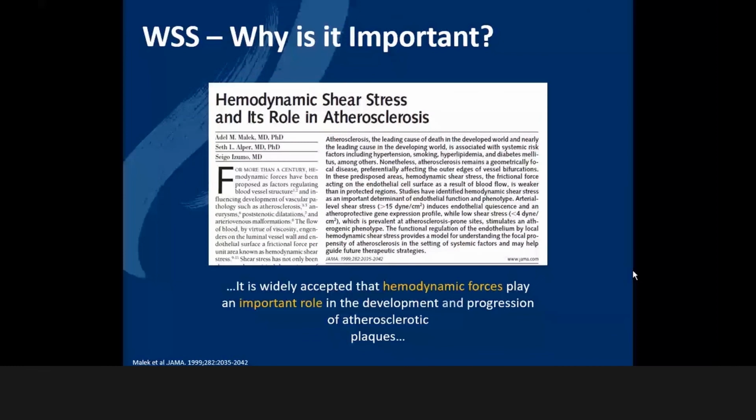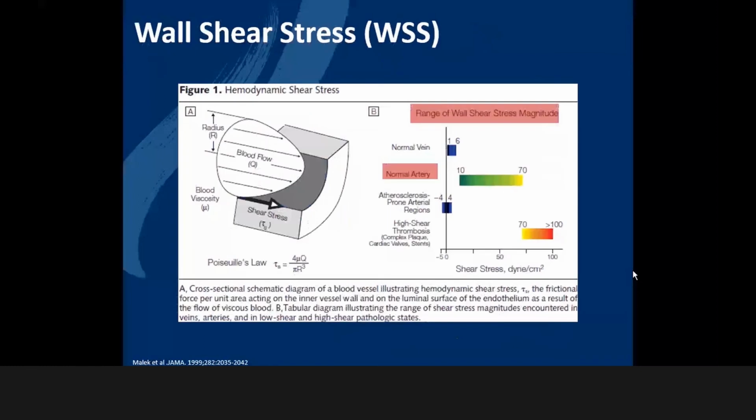It's well known that it plays an important role in hemodynamic forces and the development and progression of atherosclerotic plaques. Many works have shown this. And what also is interesting to know is that there's a wide range of wall shear stress within a healthy individual or an unhealthy artery or vein.